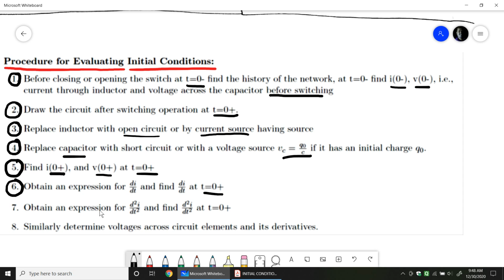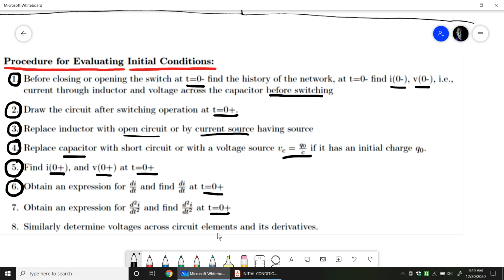So obtain an expression for d square I by dt square. Second derivative is what? You would have got an expression for first derivative. You try to differentiate that again. You get the second derivative. So once you get that second derivative expression, you will find out the second derivative parameters at t equals 0 plus.